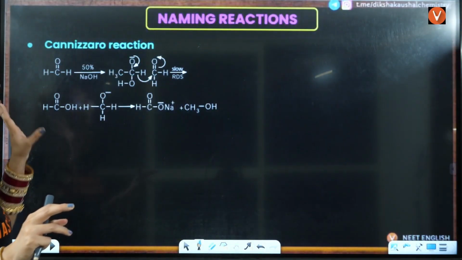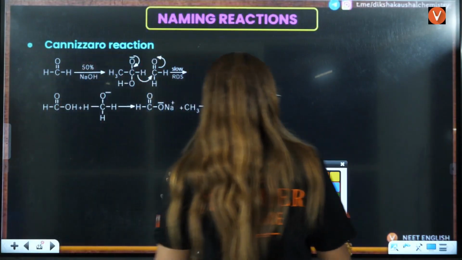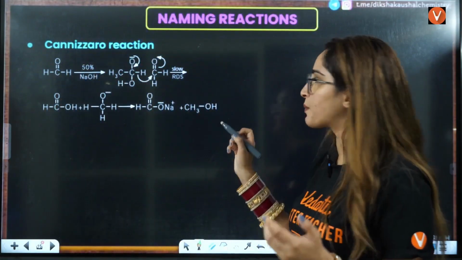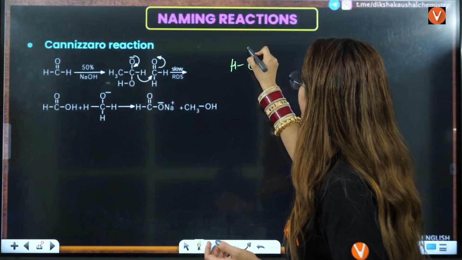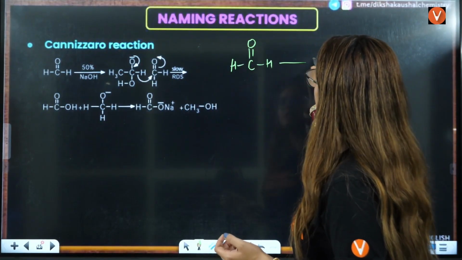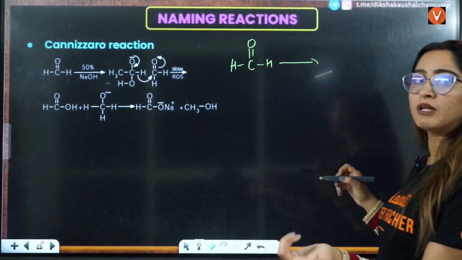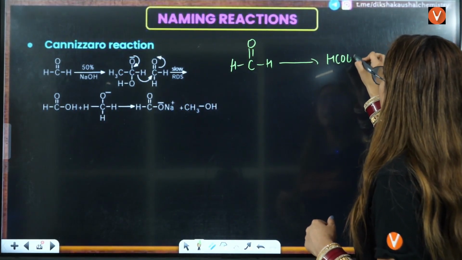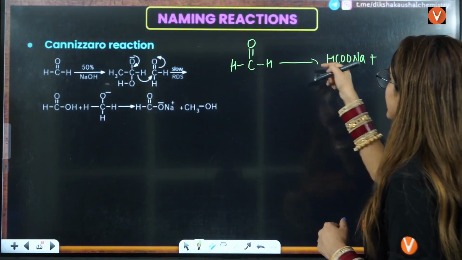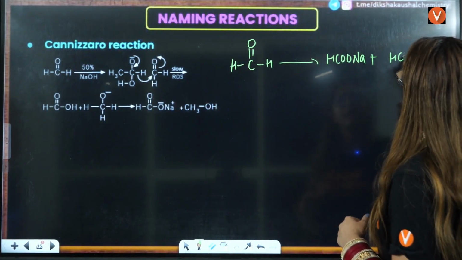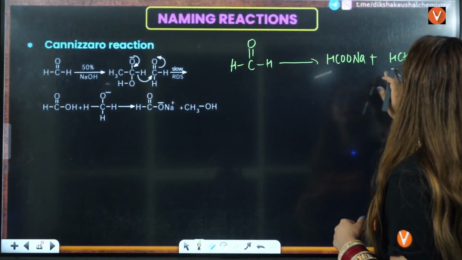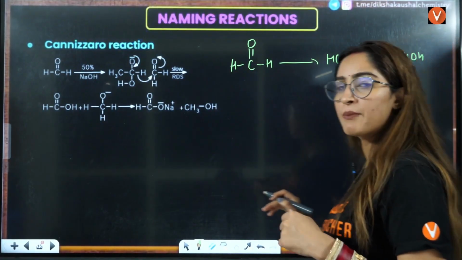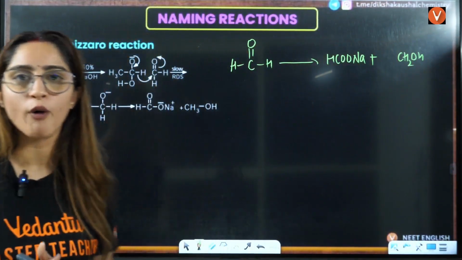Next we have is Cannizzaro reaction. In Cannizzaro reaction, this is basically a disproportionation reaction. Let's say you have C double bond OH. In this case, what you will have, one will be oxidized to the same number of carboxylic acid, one will be reduced to the same number of alcohol, right? So this will be formed in the end.